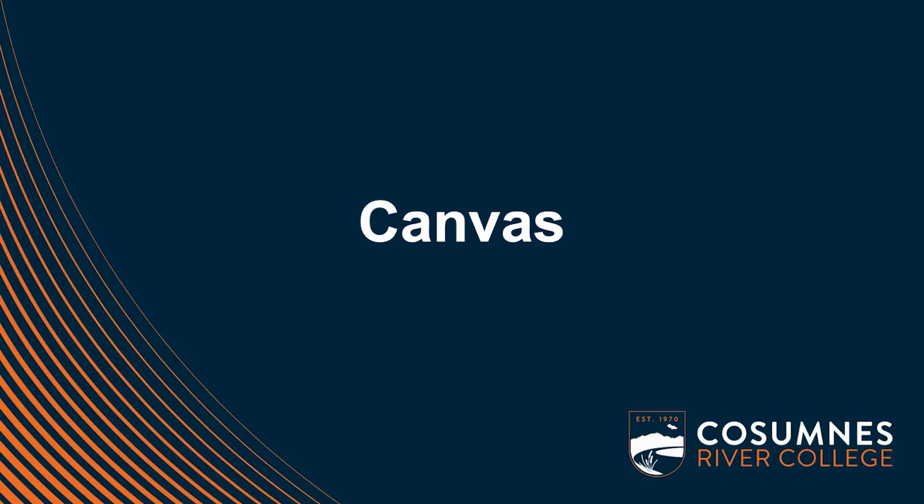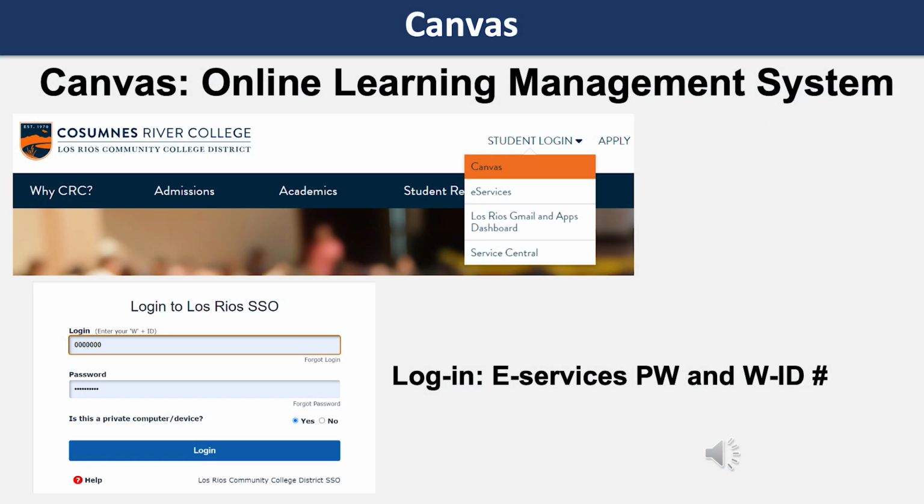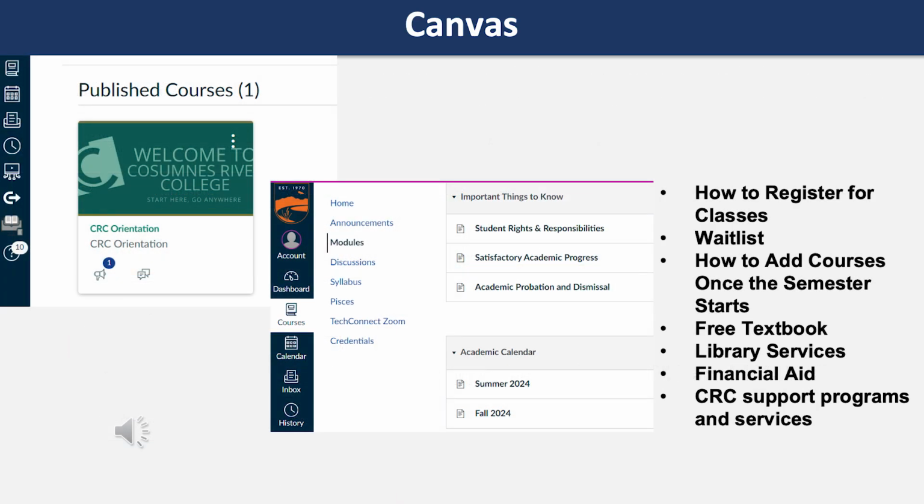Canvas is the online learning management system. It's where you can find information that is relevant to you as students and where you can find your online courses. You can find your Canvas shell on the CRC homepage when you hover over the student login and use the same login and password as your eServices. Once logged into Canvas, you will have access to view any classes that have an online component on your Canvas dashboard. As first-time new students, you have access to the CRC Orientation Canvas shell.